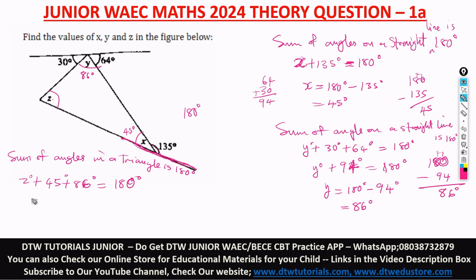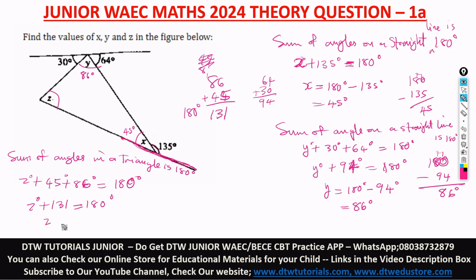So what do we have here? 45 plus this, what would this give us? That's 45 plus 86, or we can do 86 plus 45. 6 plus 5 will give us 11, carry 1, and that will be 9. And 9 plus 4 will give us 13. So we have here z plus 131 equal to 180 degrees.